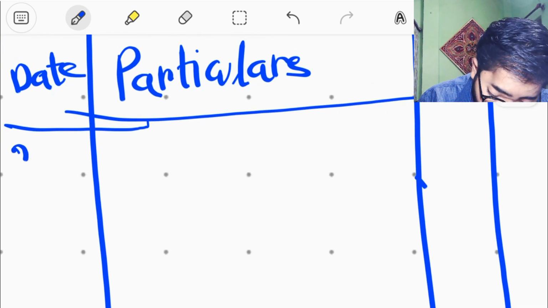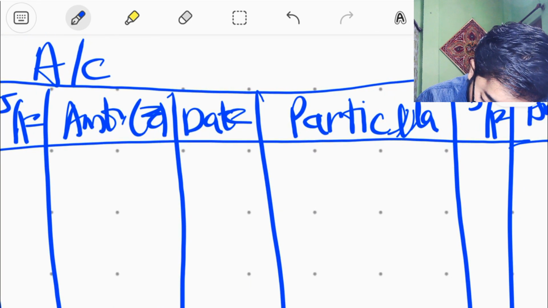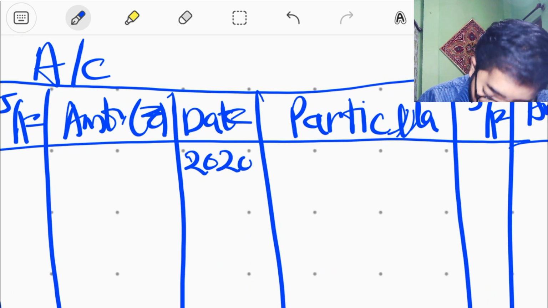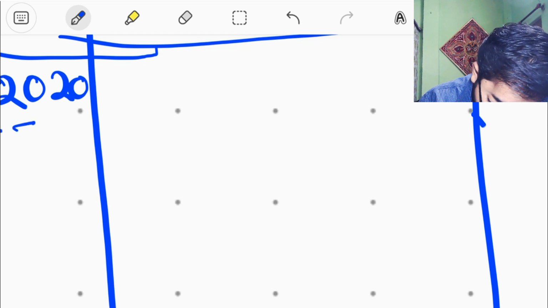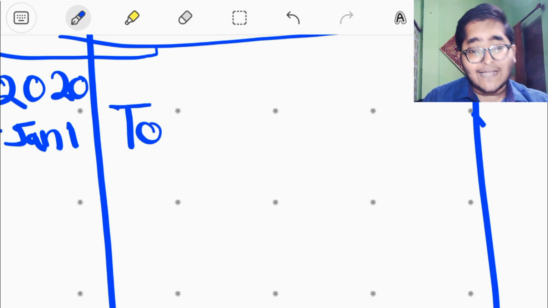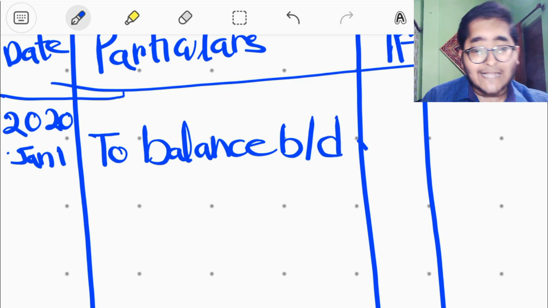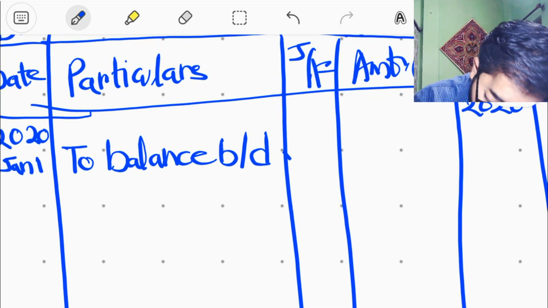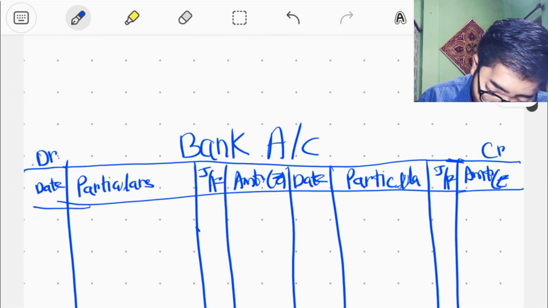All accounts, all ledger accounts are started first of all giving the year 2020, then the opening date, January 1st. So how do we start, how do we post our opening balance? To balance BD. BD stands for brought down. To balance brought down 8,000.